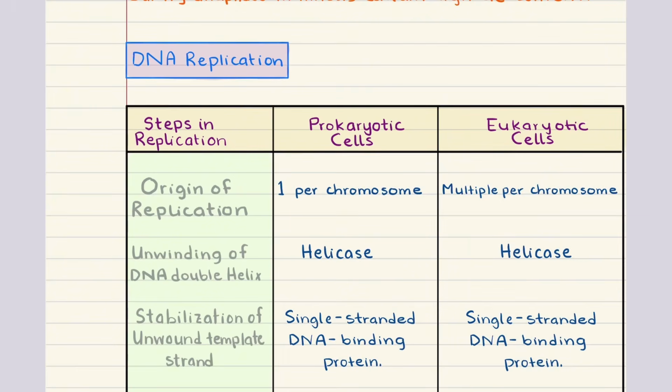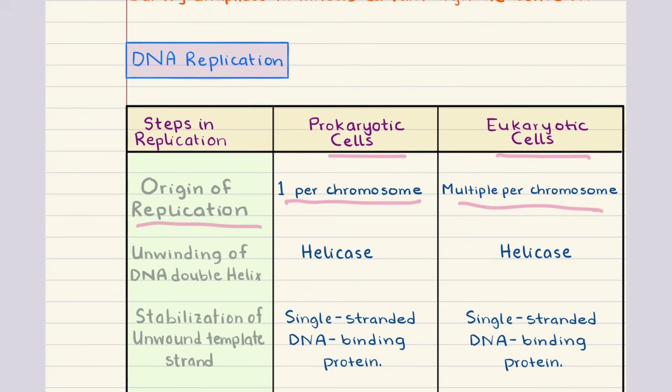So, starting from the top, the first step in replication is identifying the origin of replication. This is going to be the specific site on the DNA where replication begins. So in prokaryotic cells like bacteria, there's only going to be one origin of replication per chromosome. But in eukaryotic cells, which have much larger genomes, there's going to be multiple origins of replication per chromosome. And that's going to allow replication to occur more quickly across long stretches of DNA.